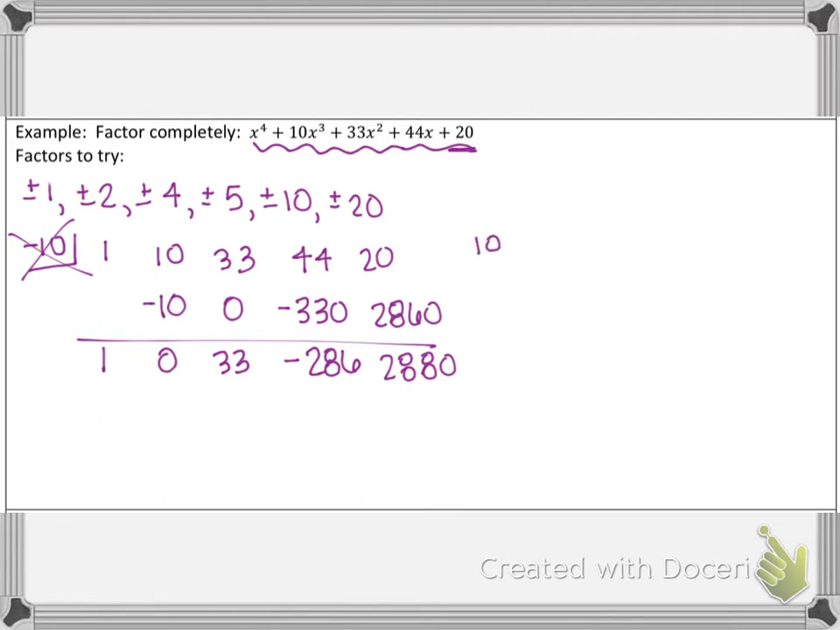Let's go ahead and try positive 10. So again, I'm just randomly guessing. I'm going to write smaller because I don't know how many times I'm going to have to try. I'm just going to do this synthetic division until I get a remainder of 0.